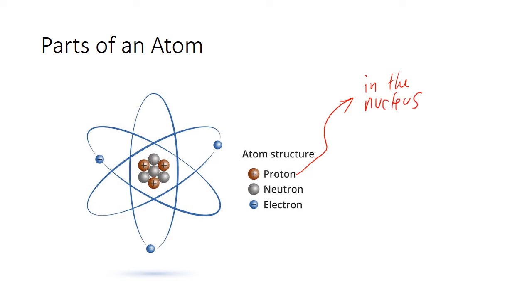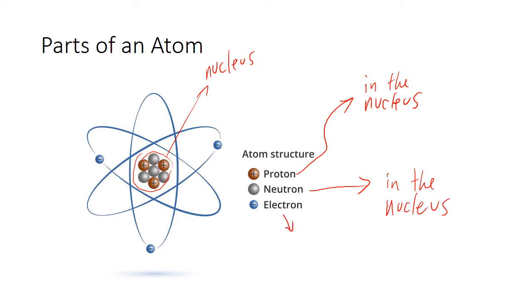Okay, the nucleus is this center region here. So let's label that. Okay, so the nucleus is the middle and the protons are in the middle. What else is in the middle? Well, the neutrons are in the nucleus as well. What isn't in the nucleus is the electrons. The electrons are outside the nucleus.